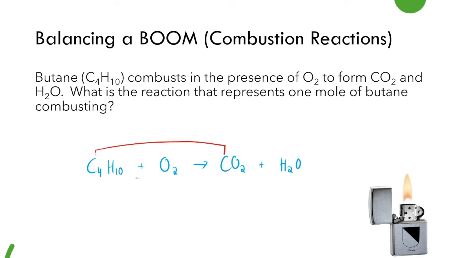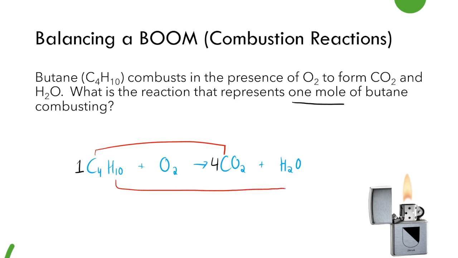I'm going to start out with the carbons. I have 4 carbons on the left, and the question tells me I need to have 1 mole of butane combusting, which means I'm locking in a 1 on that butane. That tells me that I'm definitely going to have 4 carbons on the reactant side. What that means is that I'm going to need 4 carbons on the product side, so I can lock in a 4 on that CO2.